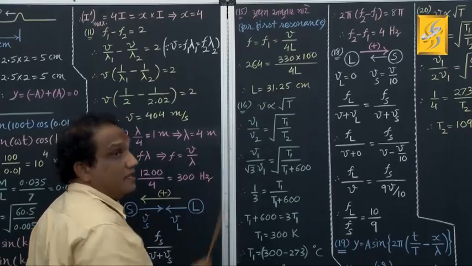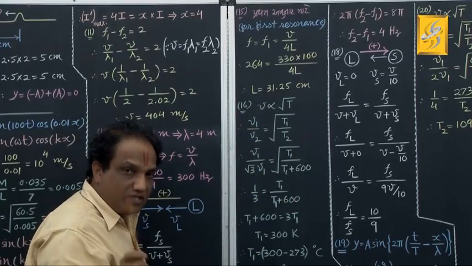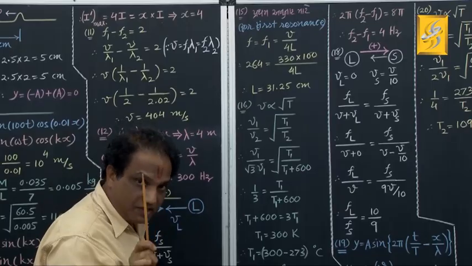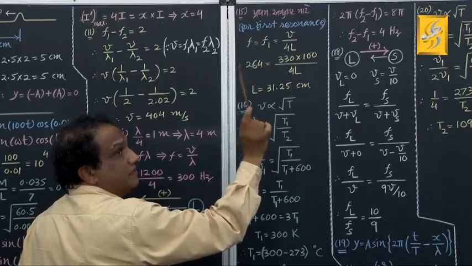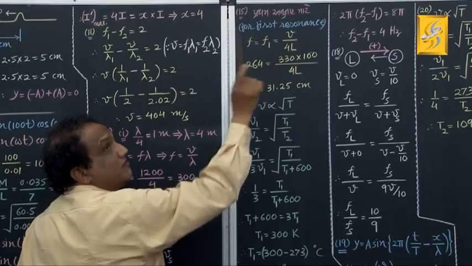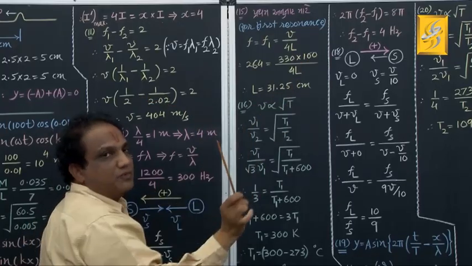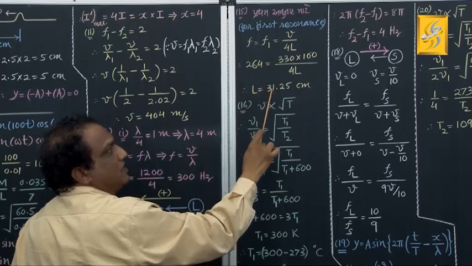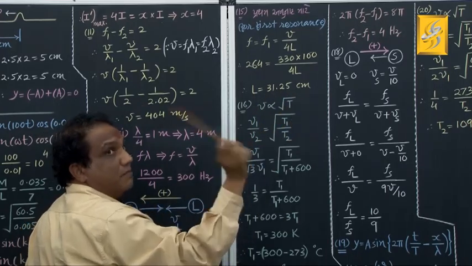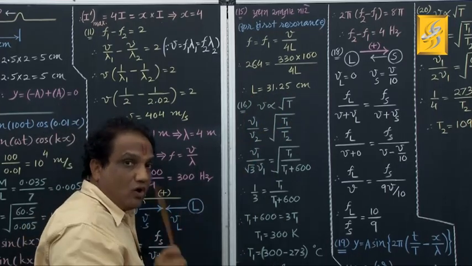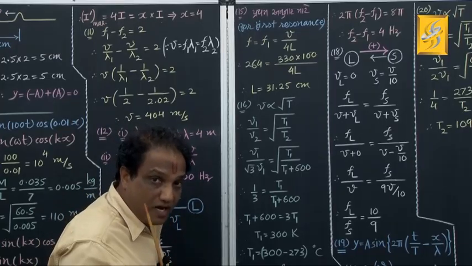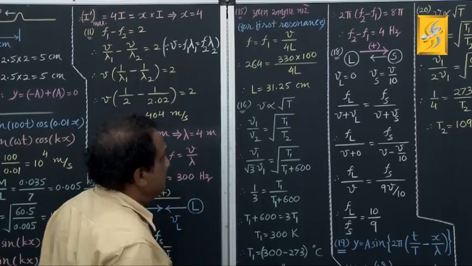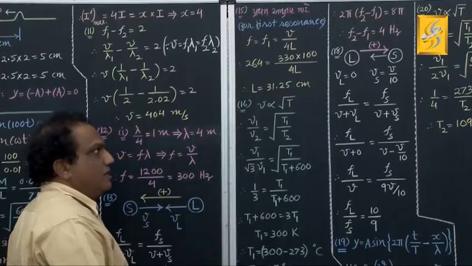You know why I did it like that? Because the values of length are given in the options in centimeter. That's why I need the value of L in centimeter, and that's why I must convert this velocity from meter per second to centimeter per second. I must multiply by 100 here. Correct? Now this length is 31.25 centimeter. But mind well, this is the length of the air column in the closed pipe. Got it? Fine. Read number 16.